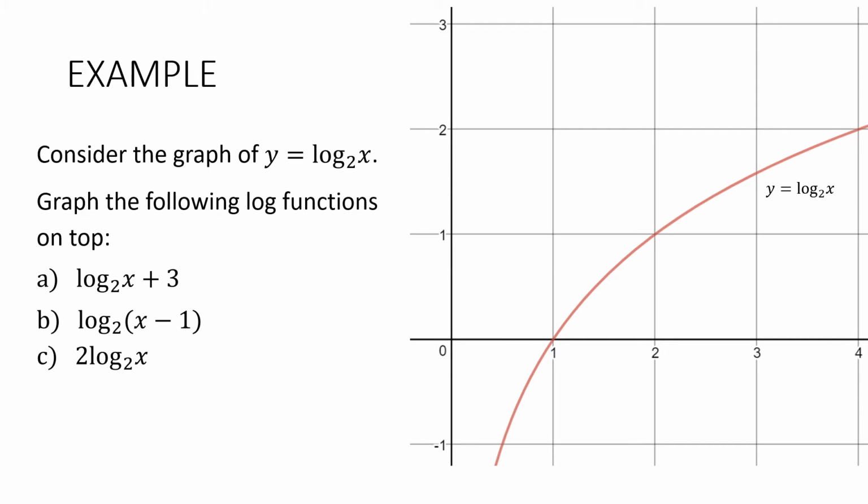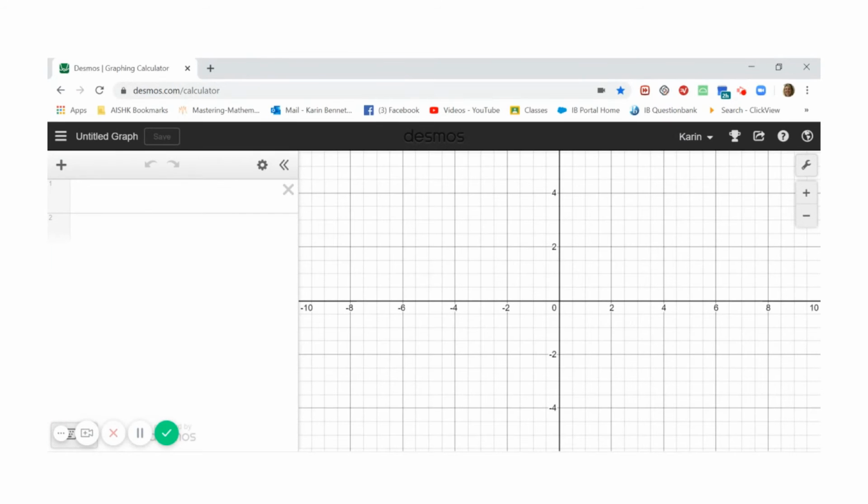And finally, 2 multiplied by log base 2 of x. And so this is going to change the dilation. So it's going to swivel it around like this. Okay, changes the steepness. Now, the best way to learn about graphing is to use this program called Desmos.